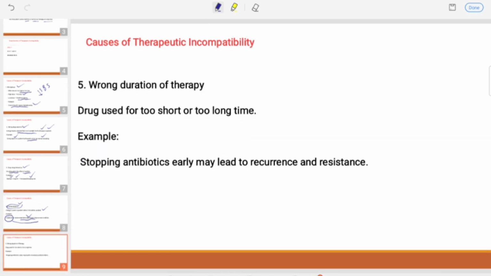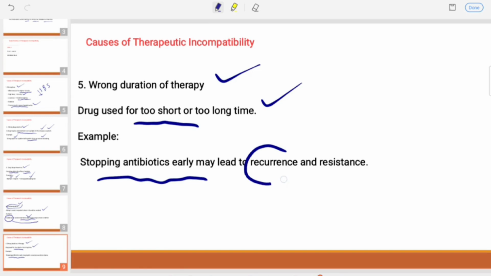And then wrong duration of therapy. So the drug is used for too short or too long. For example, stopping the antibiotics early may lead to recurrence of the disease, or it may develop resistance to that particular antibiotic in the patient.